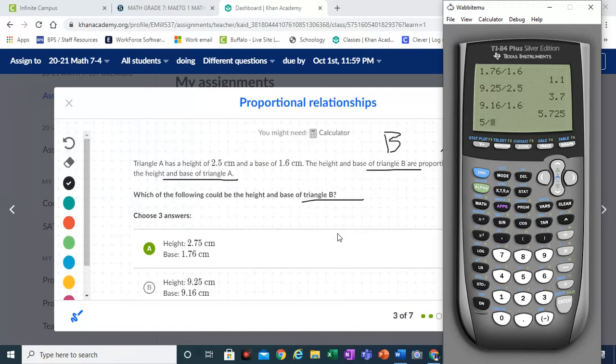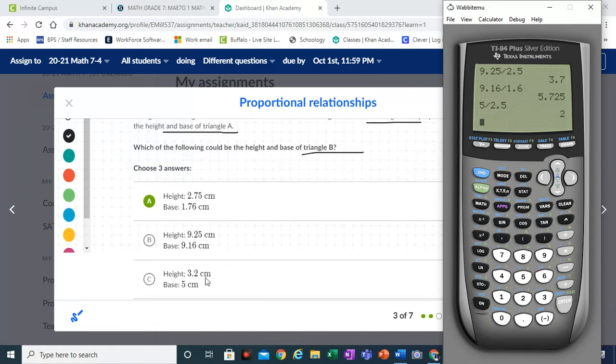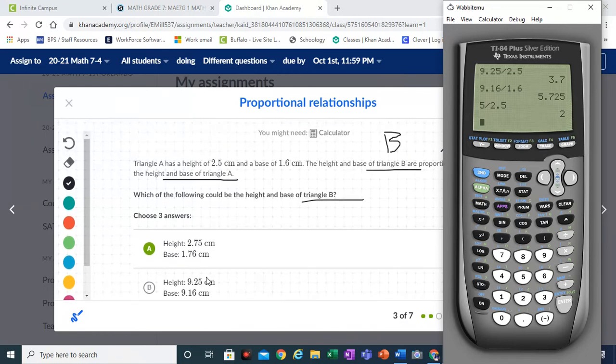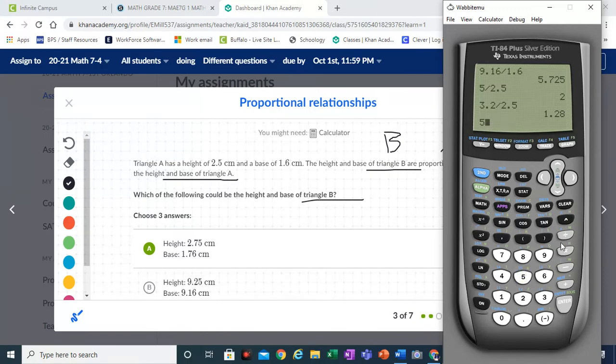5 divided by 2.5. Okay. Oh, I typed the wrong thing. So it should be 3.2. 3.2 divided by 2.5, because that was the height. 2.5 is 1.28, and now the base of 5 divided by 1.6. You got to make sure you divide the height and the height and the base and the base.